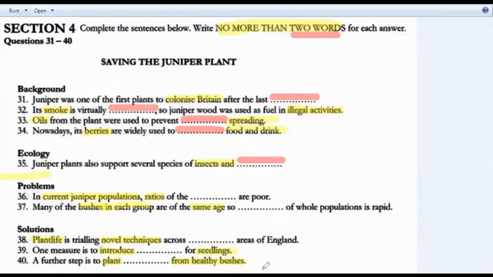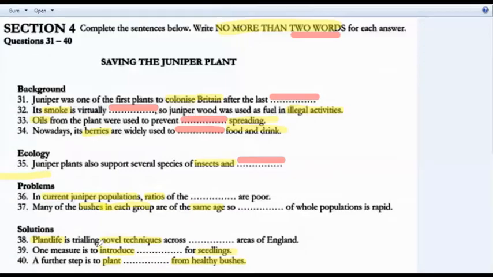Now mentally, you'll want to think of synonyms as well. So ratios: percentage, proportion, amount, fraction, any word related to ratio. Same age, maybe similar age, or years old. You might hear the number of years old. Novel techniques. What does novel mean? Okay, novel means new, fresh, interesting, perhaps.